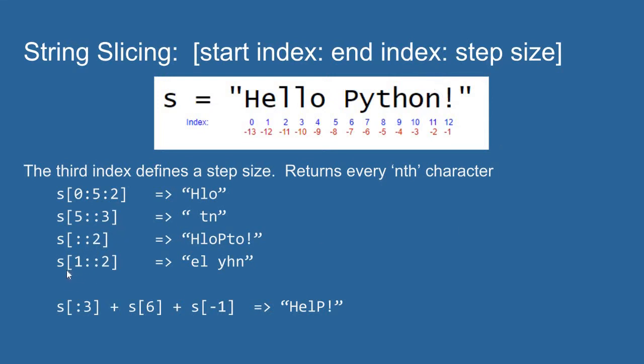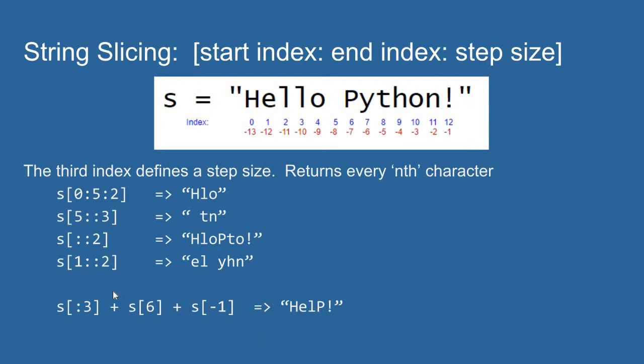If I vary it up a little bit, here I'm slicing from index 1, so I'm starting from the E, going to the end of the string, because I left it blank, by 2's. So here I would grab E, L, space, Y, H, N. And then we've reached the end of the string.